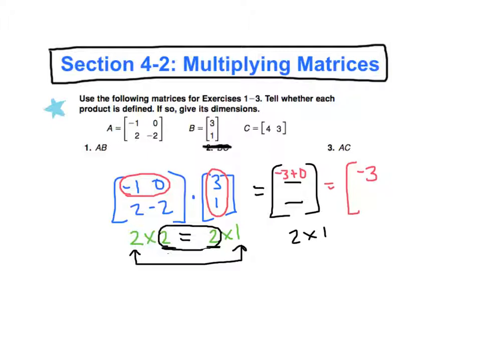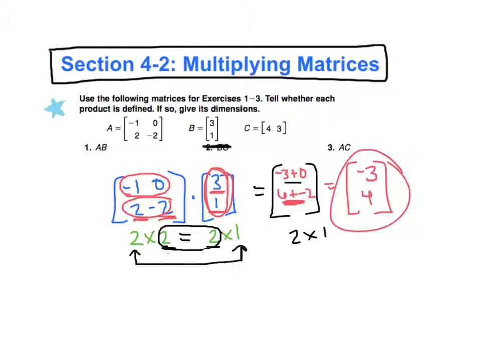Okay, now we've got to move on. We want to find this second row, first column. So we're going to go second row, first column again. This is a 2 times 3, which is 6, plus -2 times 1 is a -2. That's going to give us a +4. So this is going to be our final answer. It's a 2 by 1 matrix, and our entries are going to be a -3 and a 4.